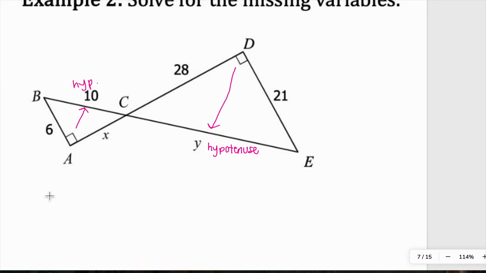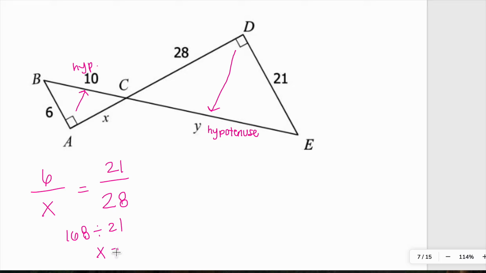So if I wanted to find a missing variable, I can maybe say 6/x is equal to 21/28. Okay? Then I would cross multiply here. I know 6 times 28 is going to give me 168, so I'm just going to divide 168 by 21, and I'm going to get 8 for my x.